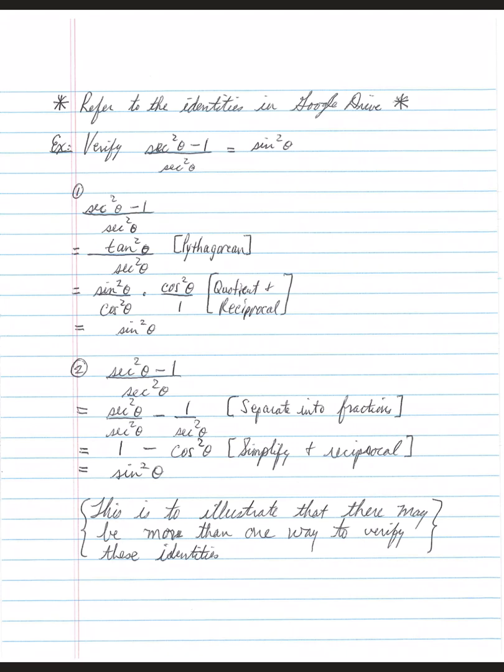All right, now another way you could have done this was to separate this into two fractions: secant squared theta over secant squared theta minus 1 over secant squared theta. Secant squared theta divided by itself is 1. 1 over secant squared theta is cosine squared theta. From your Pythagorean identities, 1 minus cosine squared theta is equal to sine squared theta. It's a different way, but an equally good way to show that verification.